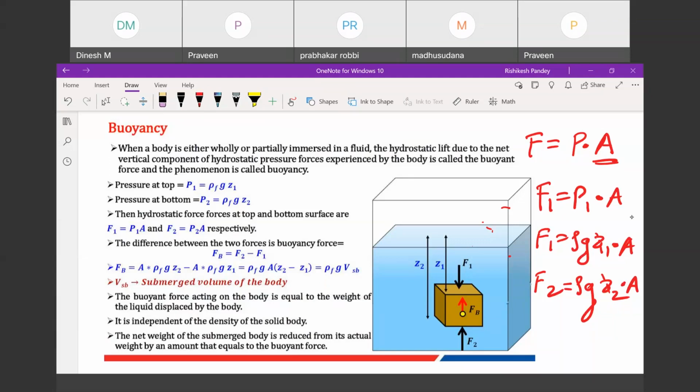Now, the next point you should note here is that the buoyant force acting on a body is actually equal to the weight of the liquid displaced by the body. This is also a very important point to be noted here. When I calculate this, what is it? Rho F multiplied by the submerged volume multiplied by G. Now density multiplied by volume is what? Mass. Mass of what? Fluid, multiplied by G. Mass into G is what? Weight of the fluid. Now, weight of the fluid, which fluid? The part which is displaced.